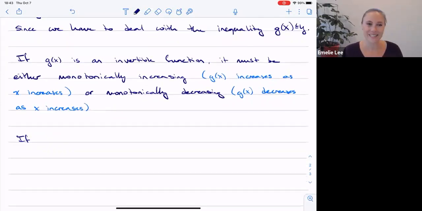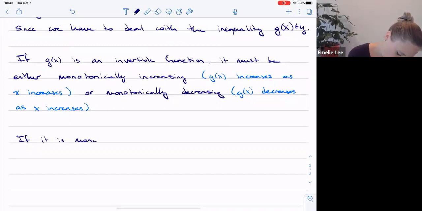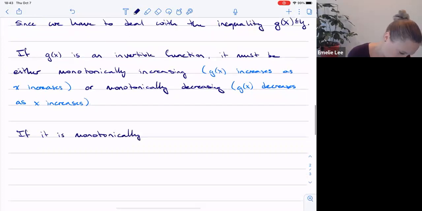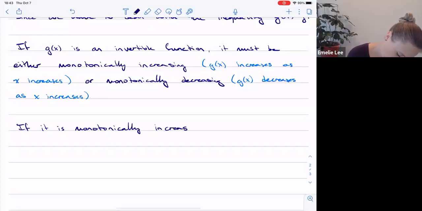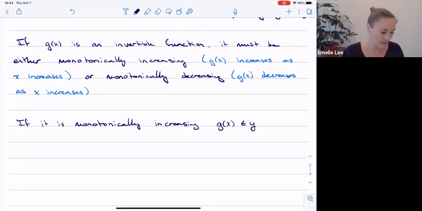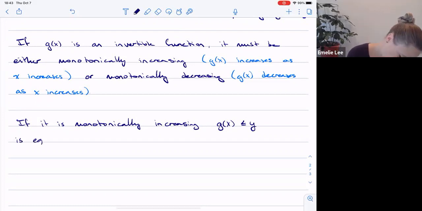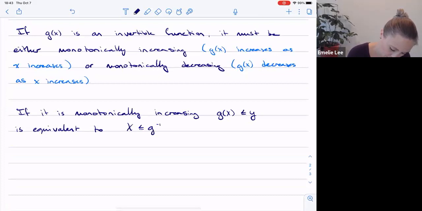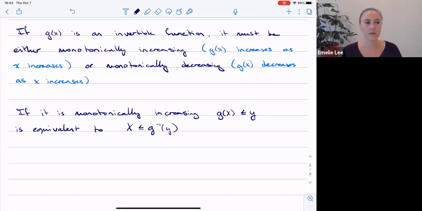If it is monotonically increasing, let's start there because it's a little bit easier. So if it is monotonically increasing, g of X less than or equal to y is equivalent to X less than or equal to g inverse of y. And that's because this inequality stays the same, since g of X is increasing as X increases. So maybe I'll highlight that here.